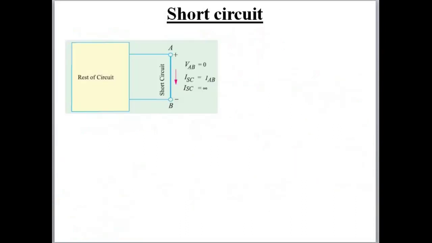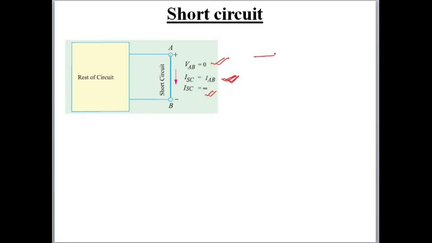Next is short circuit. If any circuit is shorted, then what will happen? Suppose this is your circuit, and here points A and B are shorted. So what will happen? Voltage across these two will be 0, and current will be maximum. Theoretically it is infinite; practically it will not be infinite, but it will be maximum.